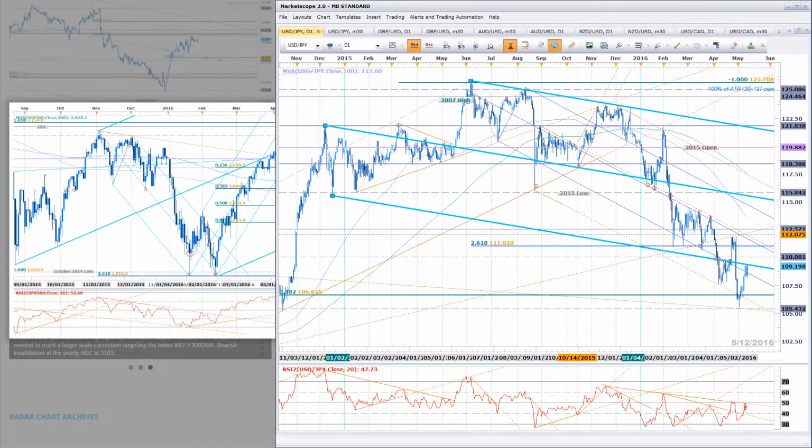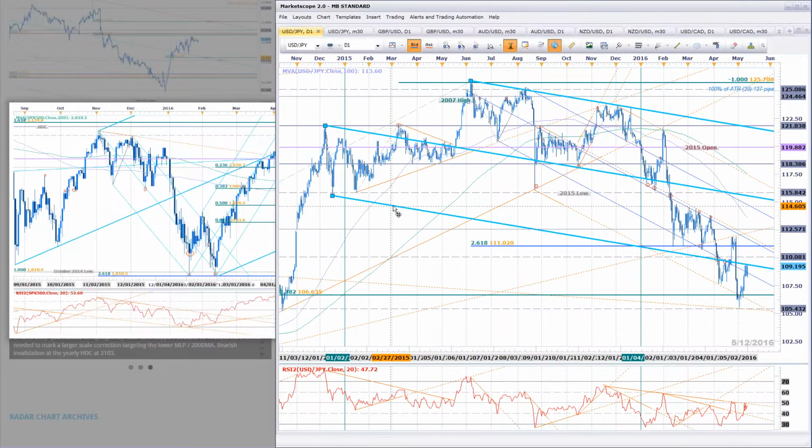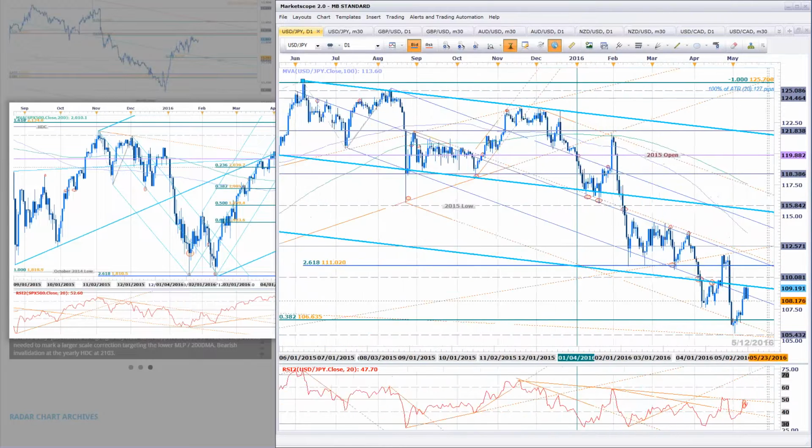I would never be looking for resistance where we found resistance over the last couple of days if I didn't have this longer-term structure still on my chart. So we're looking for that.